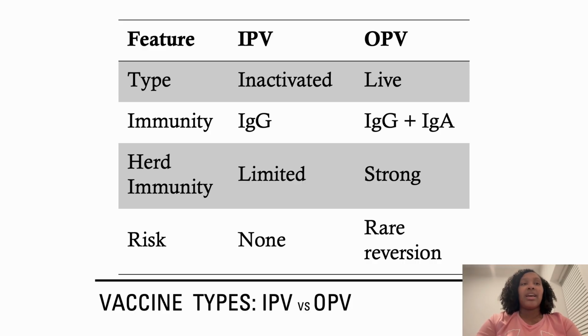OPV, on the other hand, has a strong herd immunity, which means a high percentage of the population is immune due to prior infection or vaccination, which reduces overall risk of infection for everyone, including those not immune. IPV has no risk that comes with it. OPV, however, has a rare reversion risk, meaning that the disease it is supposed to prevent, it can also cause.